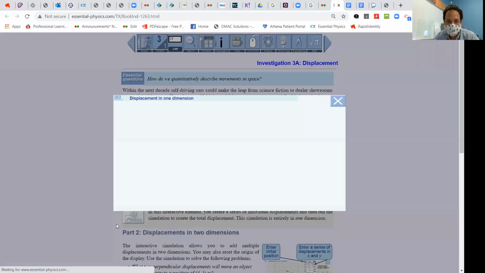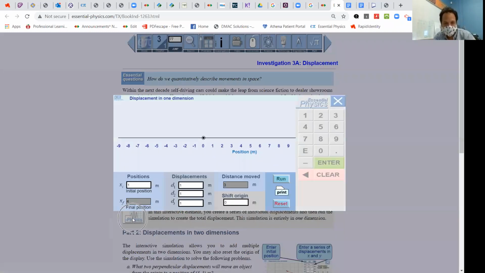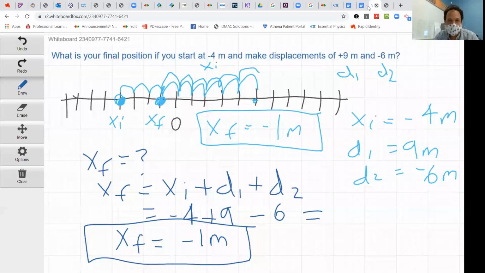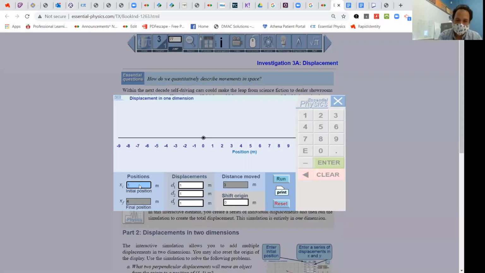So you come to the book and you click on this white button here, and this will open up the simulation. Here it asks you for your initial position. Ours was -4, 9, and -6. So it said -4, and then the displacements were 9 and -6.